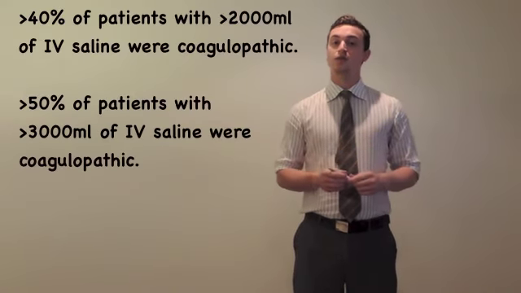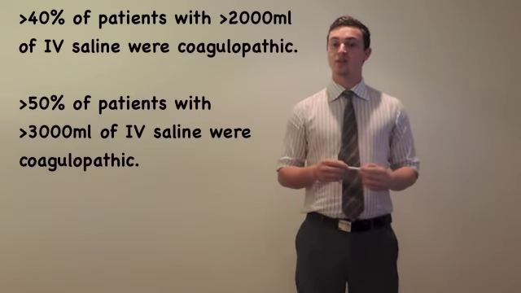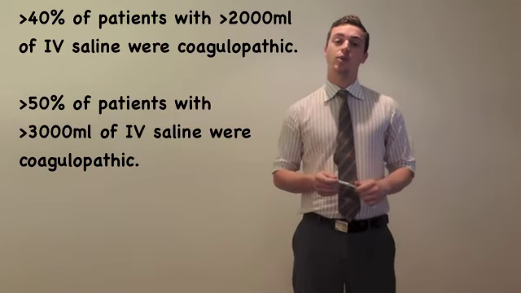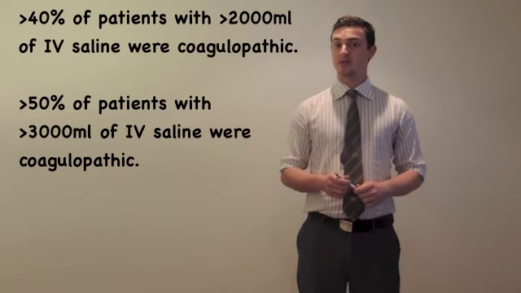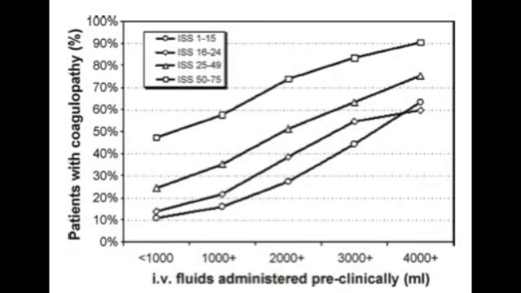Apart from the theoretical model, clinical studies such as the one by Miguel and colleagues found a positive correlation of coagulopathy with increasing amounts of fluid administered during the pre-hospital phase of care. More than 40% of patients with over 2,000 milliliters of IV saline were coagulopathic, and over 50% of patients were coagulopathic with over 3,000 mL of saline. This is not just the case for patients overall, but each subcategory of injury severity showed an increased incidence of coagulopathy with volume of fluid given.